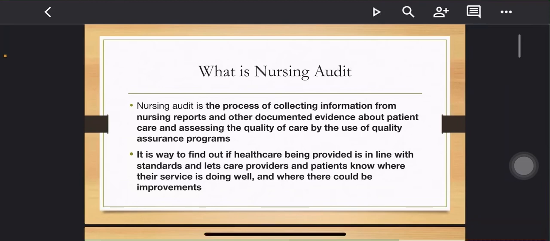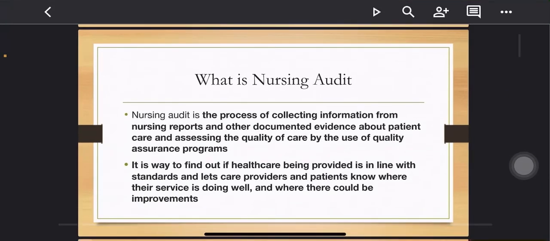So, what is nursing audit? Nursing audit is the process of collecting information from nursing reports and other documented evidence about patient care and assessing the quality of care by the use of quality assurance programs. It is a way to find out if healthcare being provided is in line with standards and lets care providers and patients know whether service is doing well and whether there could be improvements made.